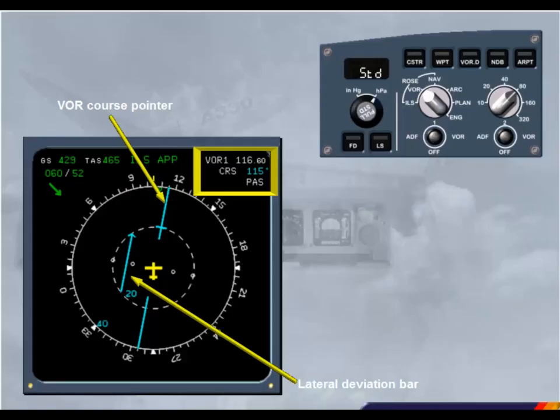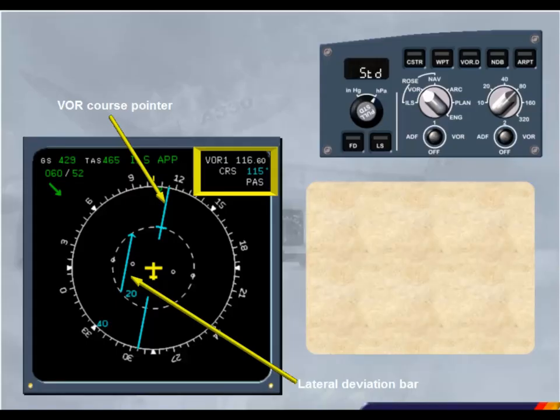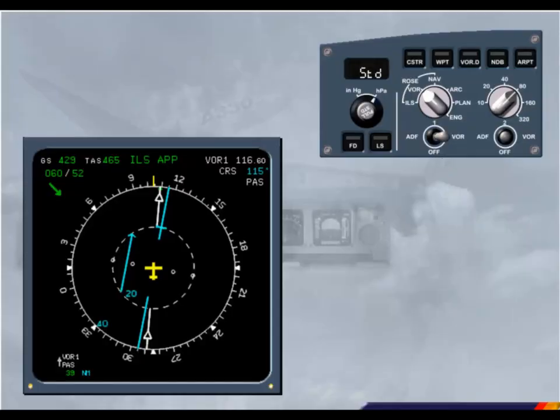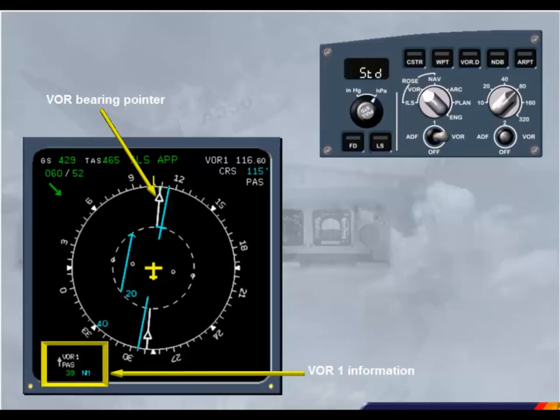Let's now display the VOR bearing pointer. Select VOR1. Notice that there is a white VOR bearing pointer and VOR information associated with the pointer. The number 1 pointer is represented by a single line.